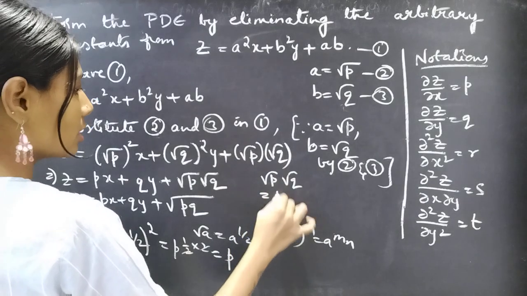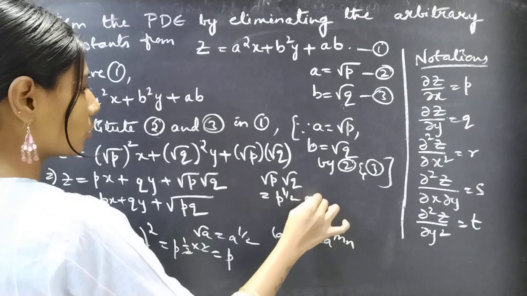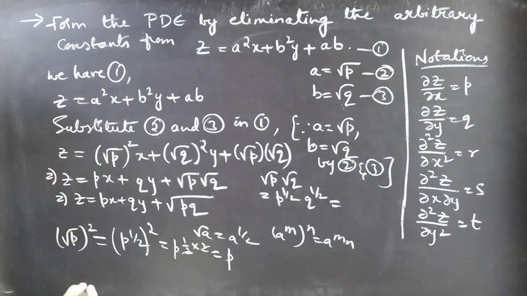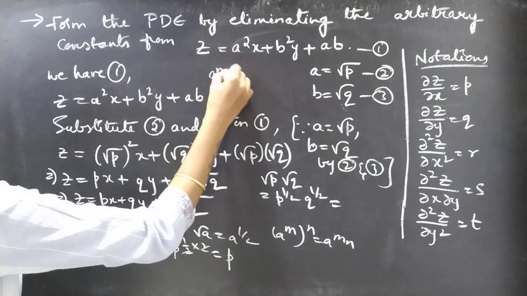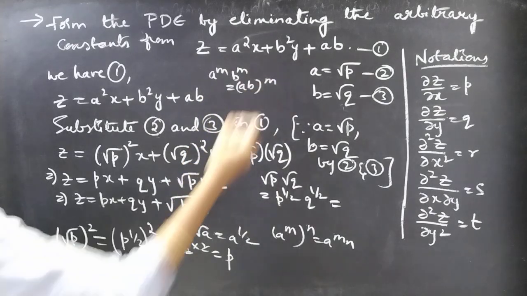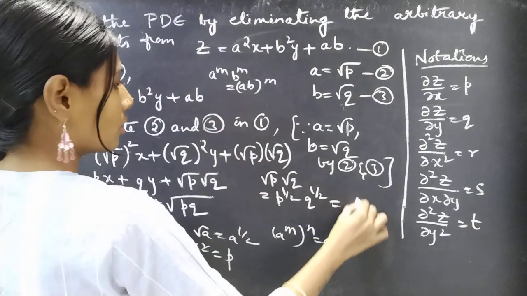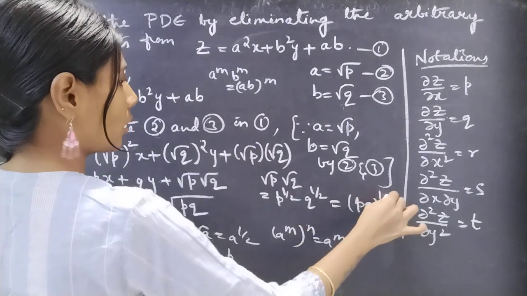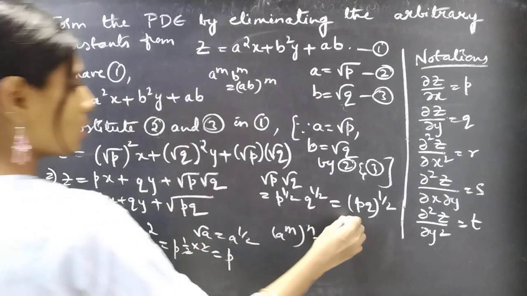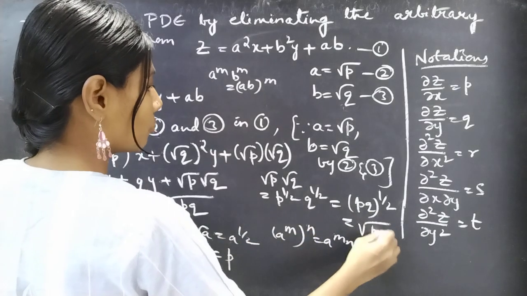See, square root of p can be written as p power 1 by 2 and square root of q can be written as q power 1 by 2. a power m into b power m can be written as ab power m, right? So you can just write it as pq power 1 by 2. Again, a power 1 by 2 can be written as square root of a, right? So you can just write it as square root of pq.